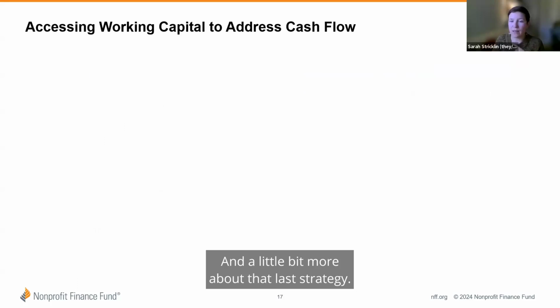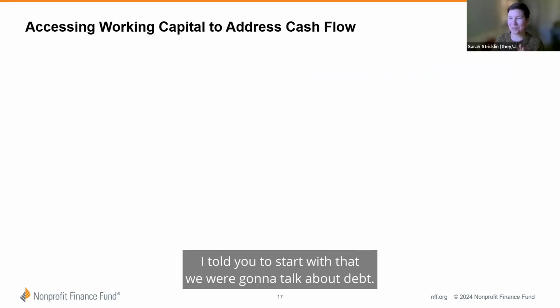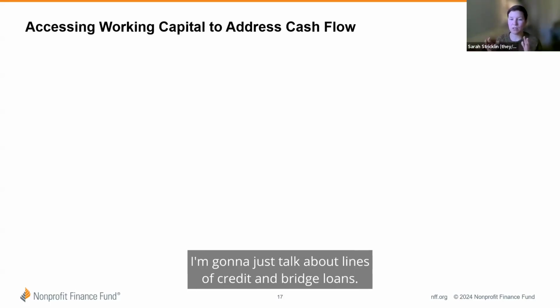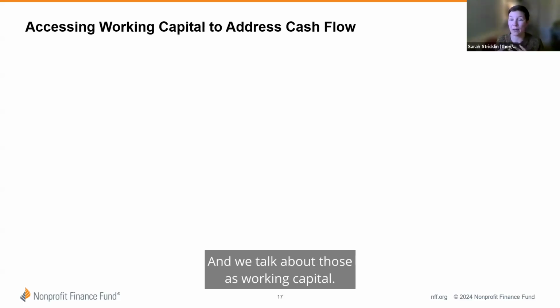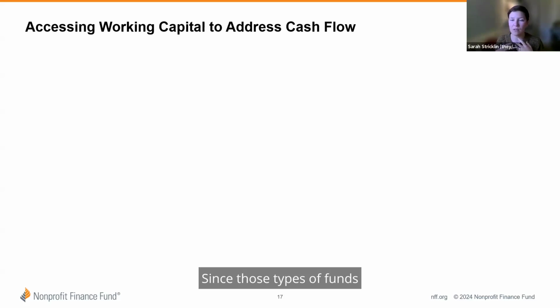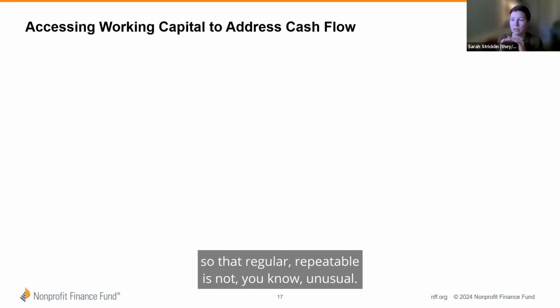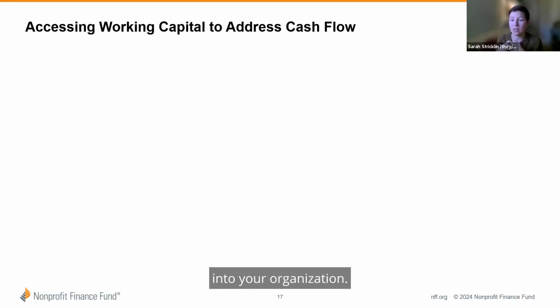And a little bit more about that last strategy. I told you to start with that we were going to talk about debt. So we're referring, like I said, to debt right now. I'm going to talk about lines of credit and bridge loans, and we talk about those as working capital, since those types of funds are usually injections of operating money, so that regular, repeatable need is not unusual. It's an injection of usable, flexible operating money into your organization.